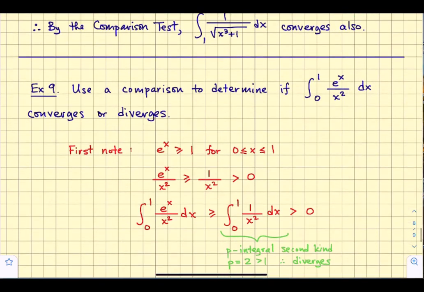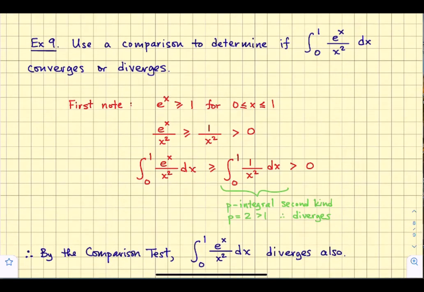Let's show you that these ideas can also be used when you have an improper integral of the second kind. So let's use a comparison to determine if the integral from 0 to 1 of e to the x over x squared dx converges or diverges. Well, let's begin with something very basic. If you just think about what the graph looks like, e to the x is greater than or equal to 1 for all x that are positive, but in particular for x between 0 and 1.